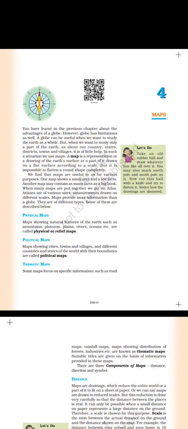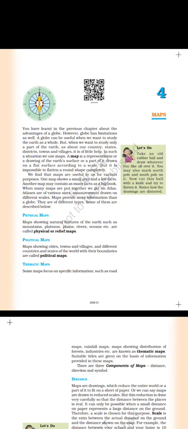A map is a representation or a drawing of the earth's surface or a part of it drawn on a flat surface according to a scale. But it is impossible to flatten a round shape completely. We find that maps are useful to us for various purposes. One map shows a small area and a few facts. Another map may contain as many facts as a big book. When many maps are put together, we get an atlas.